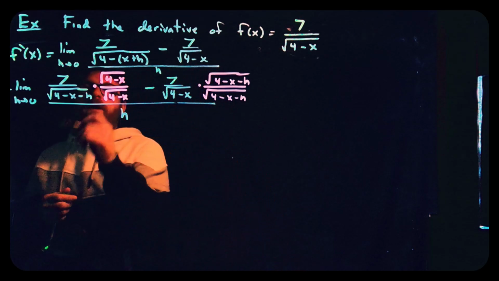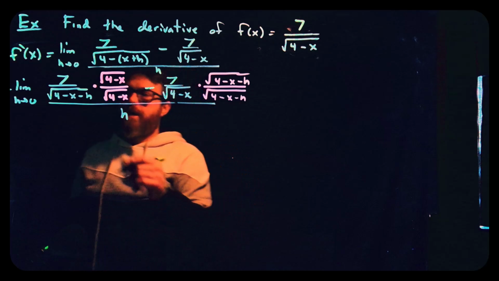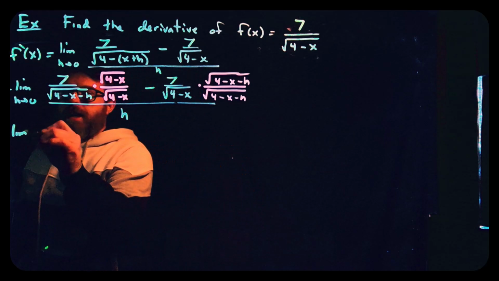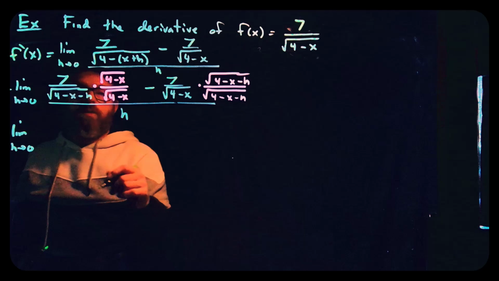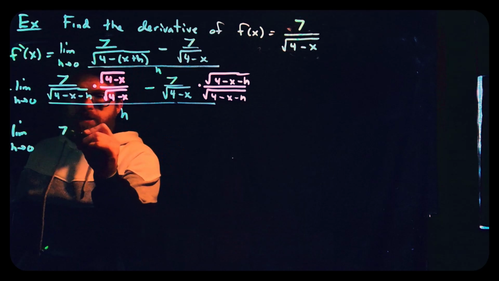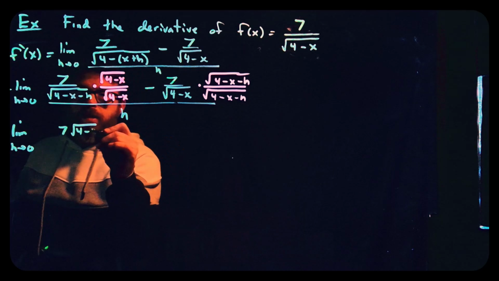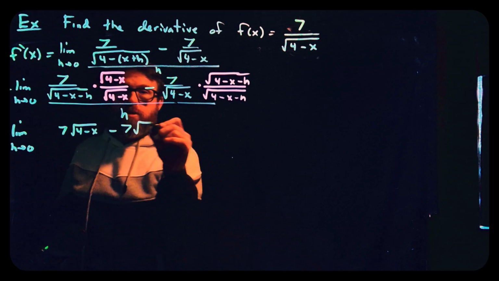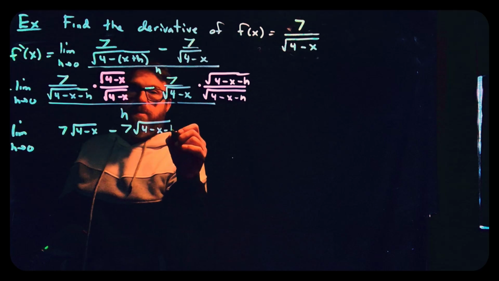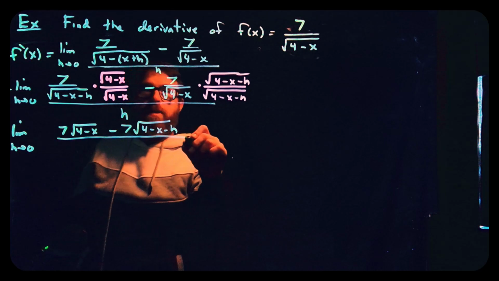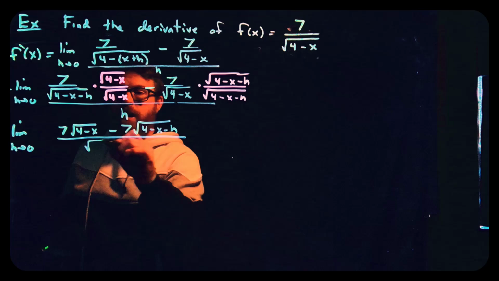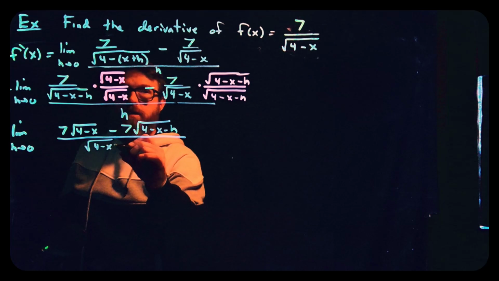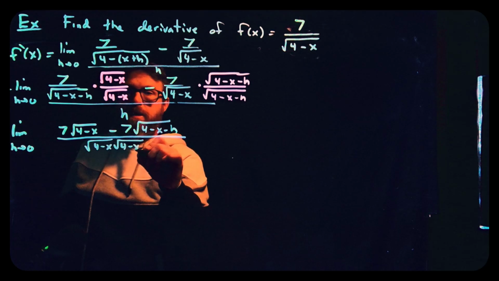Okay, so let's see what we get here. I am going to get the limit as h approaches 0. Now, this numerator is going to be 7 times the square root of 4 minus x minus this one, which is minus 7 times the square root of 4 minus x minus h, all over that common denominator, which is going to be the product of these two radicals. So we have a 4 minus x, and then a 4 minus x minus h.